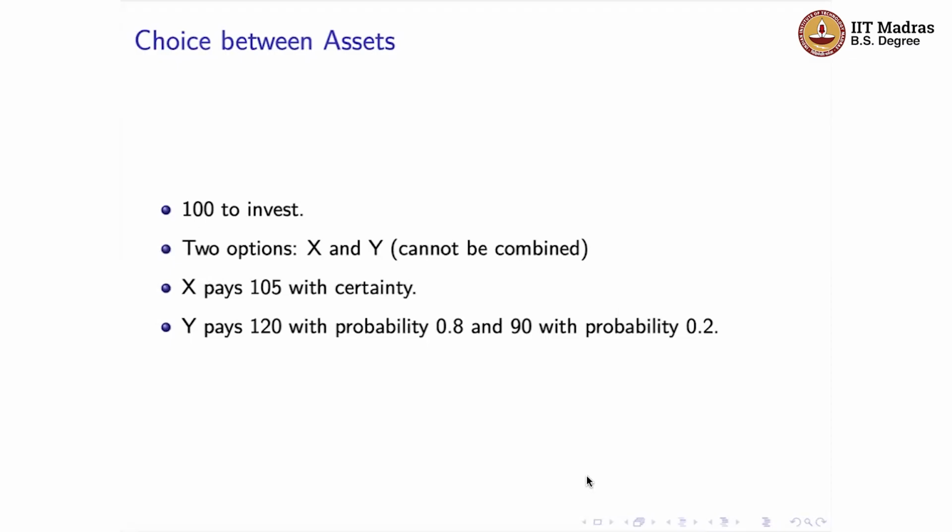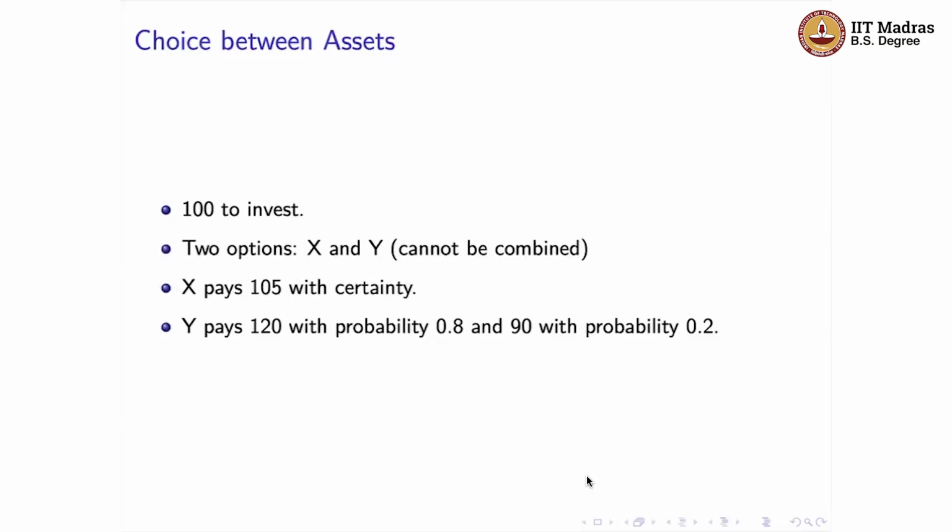Well, that depends on the characteristics of the assets, as well as your preference profile, right? So let's look at both aspects. What do we know about the assets? Asset X is going to pay off 105 with certainty if you invest 100 units of money in it. So this is basically a risk-free asset because you know for sure how much you are going to get if you put money here. Asset Y, on the other hand, is a risky asset in the sense that you don't know for sure how much money you are going to get if you put in money here.